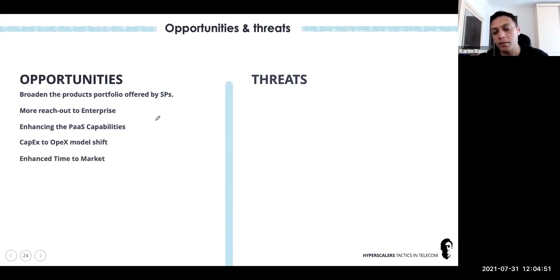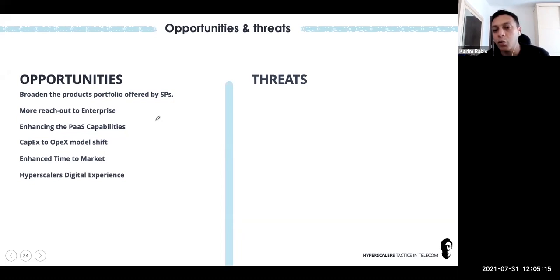Enhanced time to market. You see the time needed to introduce a new service in hyperscalers can be days or weeks, even less than that, while you used to have months to introduce a service in a legacy way of a CSP environment. So for sure, with the partnership, there will be a more enhanced time to market, TTM.